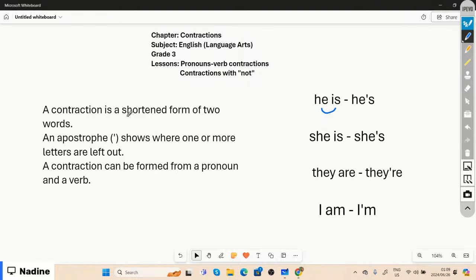So when it comes to contractions with pronouns and verbs, our pronoun stays the same. And remember, our pronouns are words like he, she, they, I. Those are pronouns. So this word stays the same. Now we're going to leave out the i, for example, in is. Once we leave out the i, we're going to add an apostrophe like we have over there, and then our s.